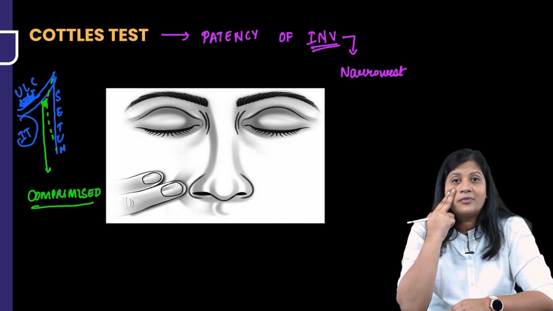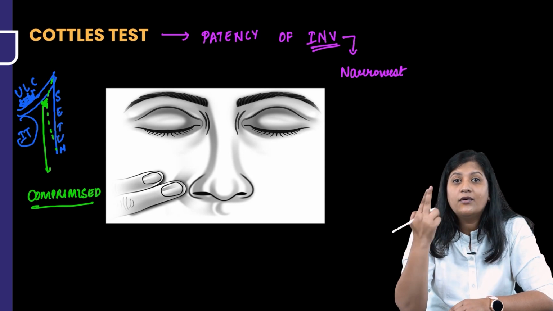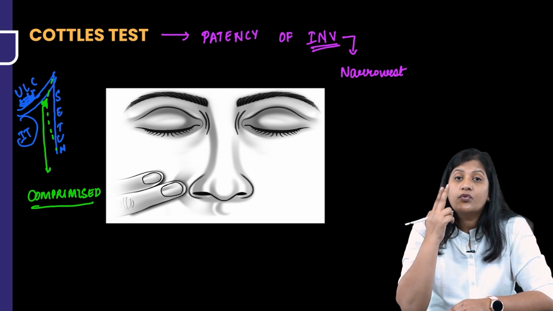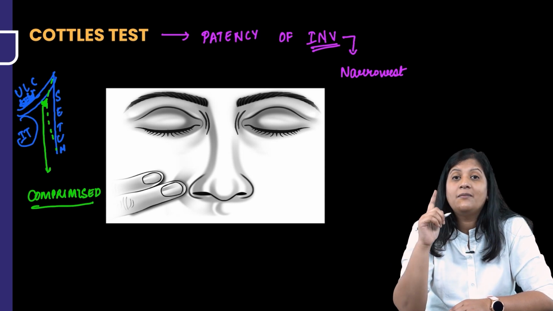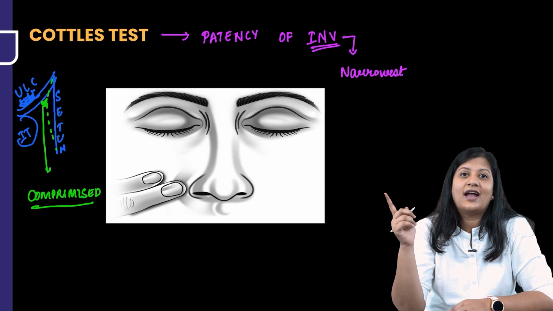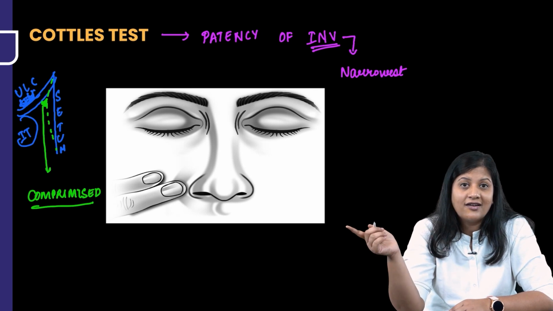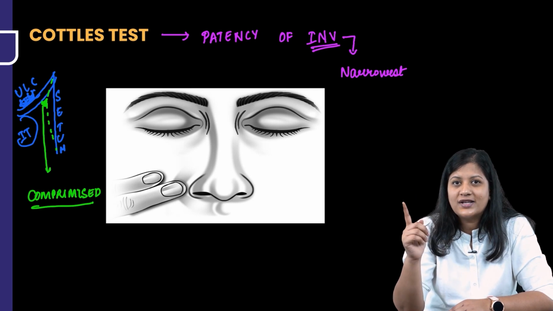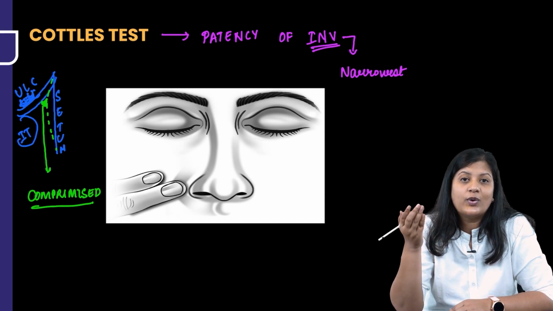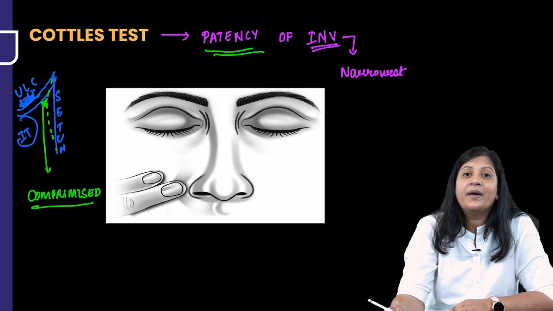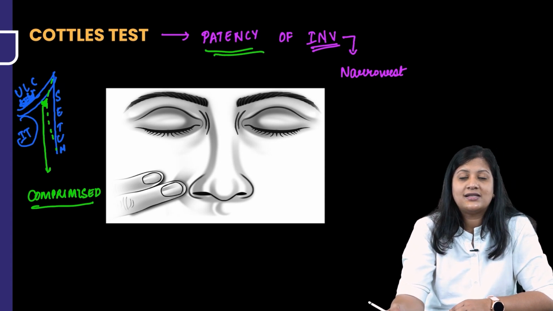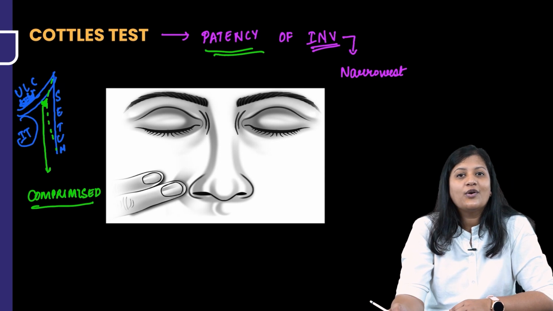Again, breathe in and breathe out. You must instruct the patient. He says, yes, ma'am, I'm able to breathe better when I'm pulling my cheek away. So when you pull the cheek away, if the patient is able to breathe better, it means that there is obstruction at the internal nasal valve. And if you do the correction of the septum, the patient's breathing will improve. So to understand how patent your internal nasal valve is, you're going to do your Cottle's test.